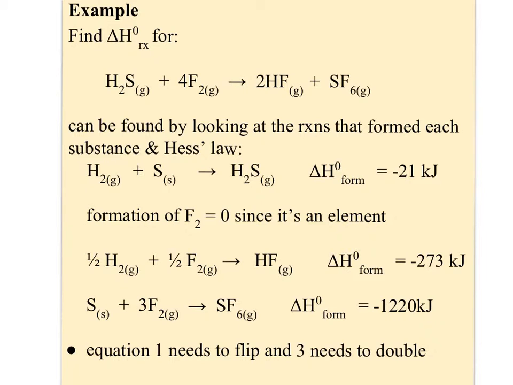So now to apply Hess's law, I have to look at each of these 4 equations, really 3 I guess, but we'll call it 4 equations, and see what needs to be done to each. My first equation, H2S, needs to be on the reactant side rather than the product side, so I'm going to have to flip the first equation. The second equation, since it's 0, we can just ignore. The third equation, 1/2 H2 plus 1/2 F2, needs to be doubled because I need 2HF in my final equation. And then the fourth and final equation is fine. It's going to yield the SF6 that we want.